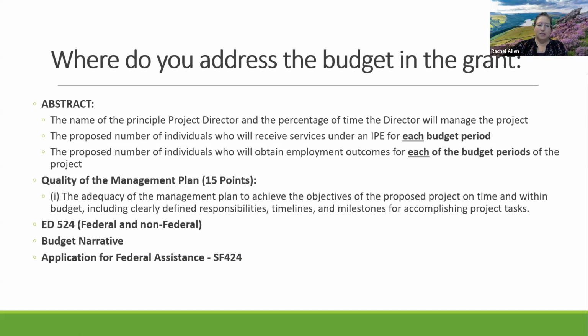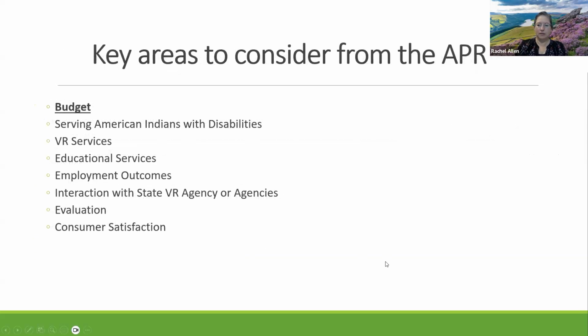One of the other areas is in the ED 524, which is a form, and there's the federal and non-federal section of that form, talking about federal dollars and non-federal dollars. In the budget narrative, and also in the application for federal assistance, which is a form that's called SF 424. Go ahead with the next slide.